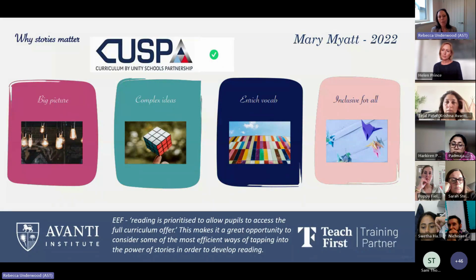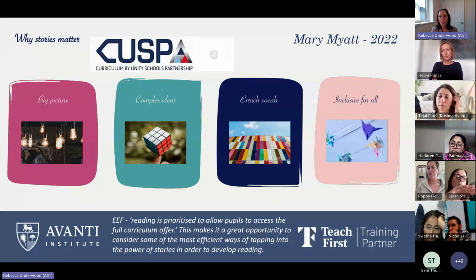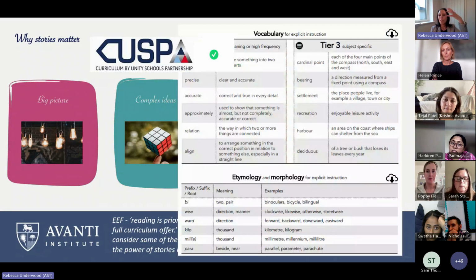Enriching vocabulary, and that equity for all, that inclusivity for everybody, and linked to the research as well. And the Educational Endowment Foundation is, we need to make sure that it's prioritised to allow people to access the full curriculum offer. And again, it comes back to that element of stories being so powerful. And when I say stories, like for non-fiction elements as well. So, for example, a story about World War II, that sort of thing. So a lot of learning can happen as well. And a big tick to cusp as well for having that high, ambitious vocabulary for all children as well.